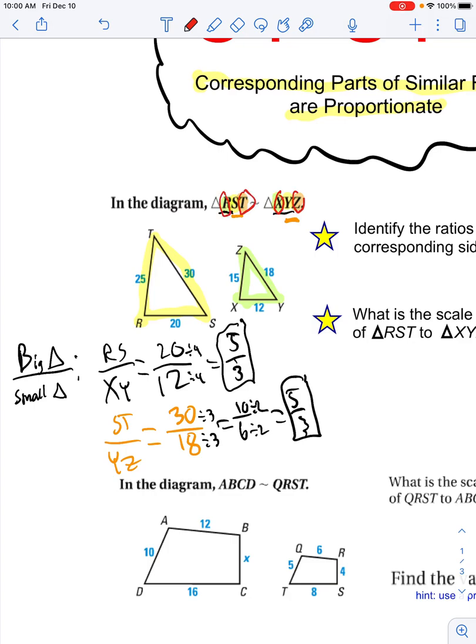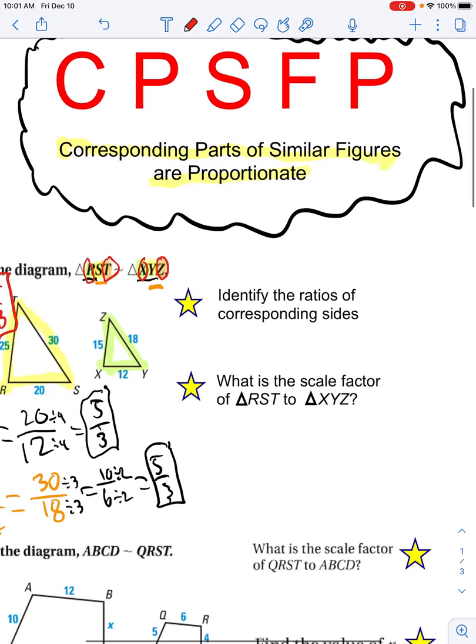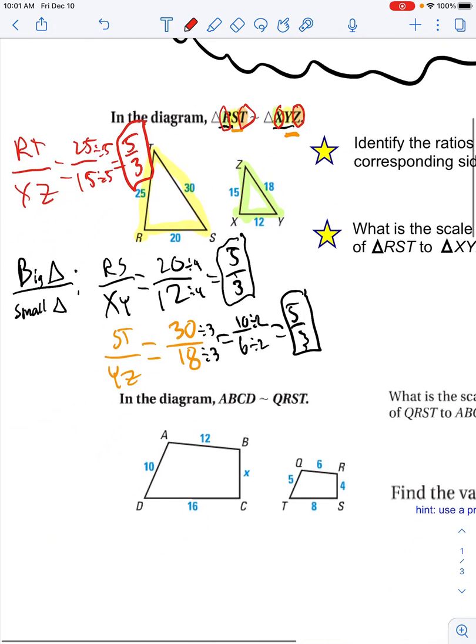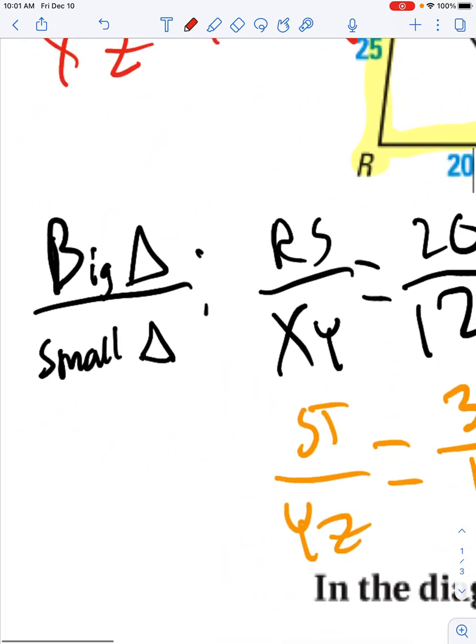RT corresponds to XZ. So that's 25 over 15. Divide by 5, I get 5/3. So we're good there. Because all sides have a ratio of 5/3, we could say that they correspond.